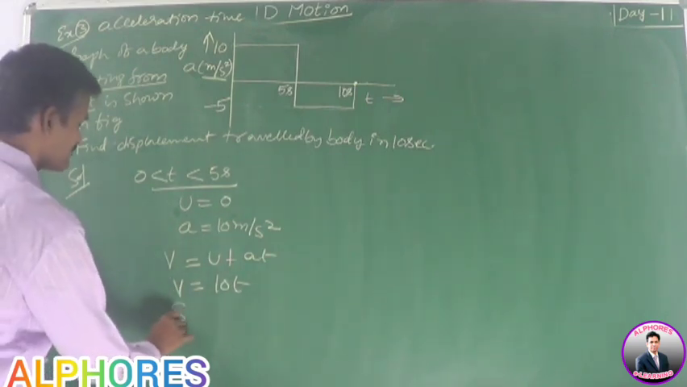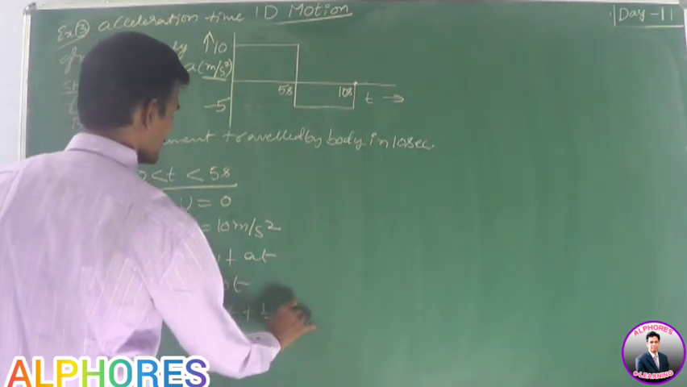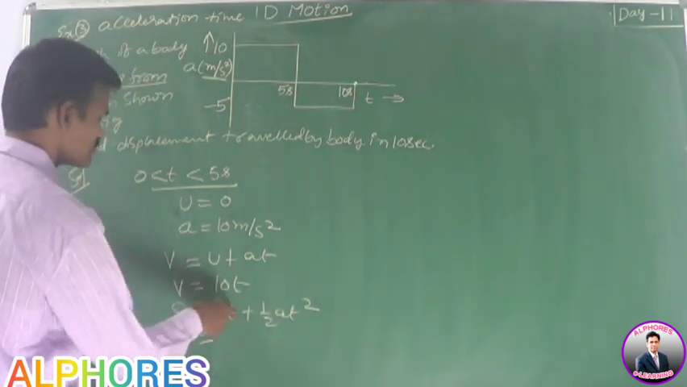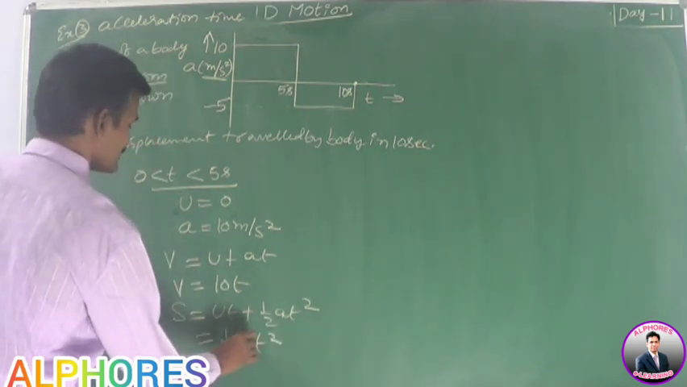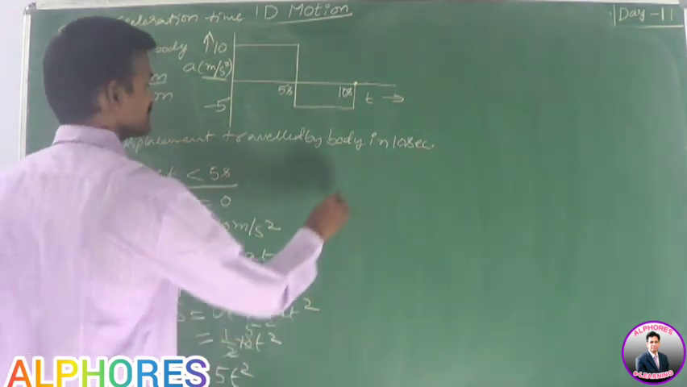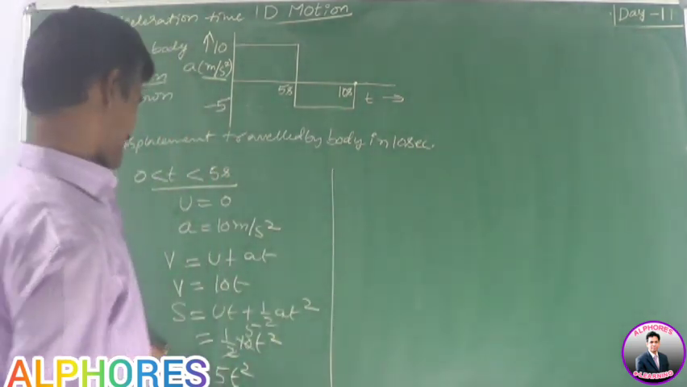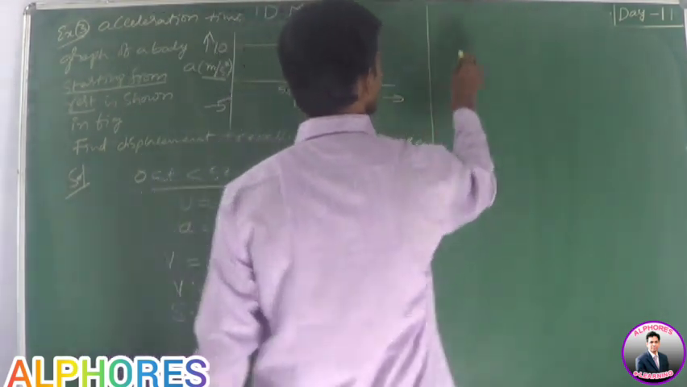How to write the displacement equation? Displacement is ut plus half at square. That is u equal to 0, and half into 10 into t square. This t gets cancelled, so displacement is 5t square. Displacement is 5t square.